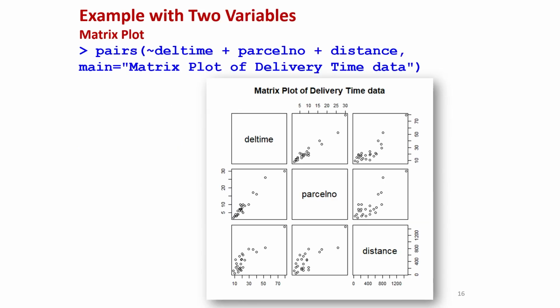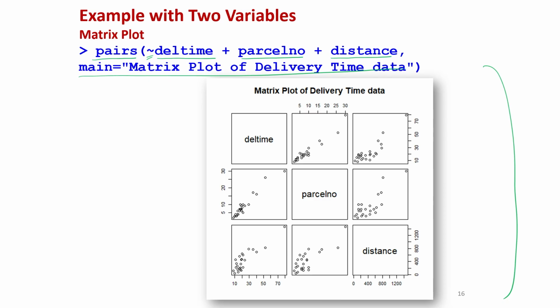Right. Now let me show you. Our objective is that we have only a sample of data, and based on that we are trying to draw a conclusion about the entire population. I have considered only two variables which are affecting the outcome, but in a real data set there can be more than two variables which affect the outcome. So if you try to see, I write the formula with the command pairs, then tilde deltime plus parcelno plus distance, and then main is given to give the title, matrix plot of delivery time data, and I get this type of graphic.